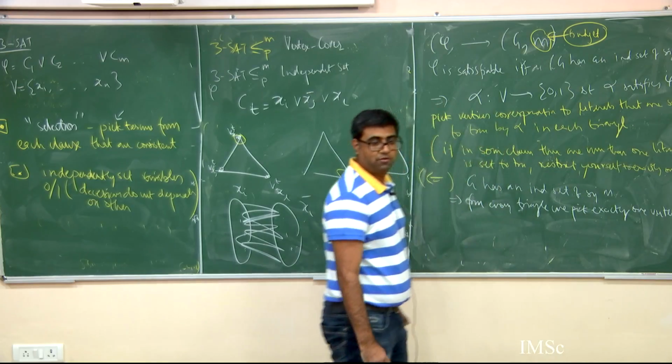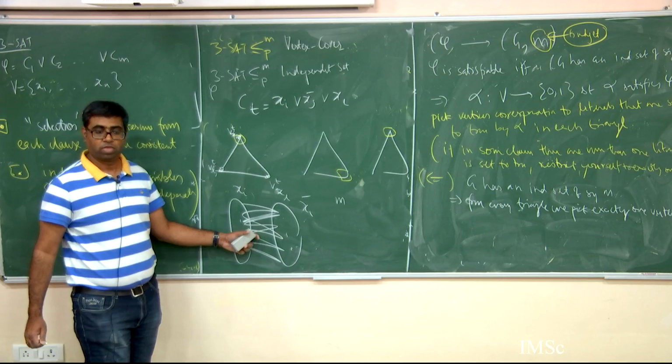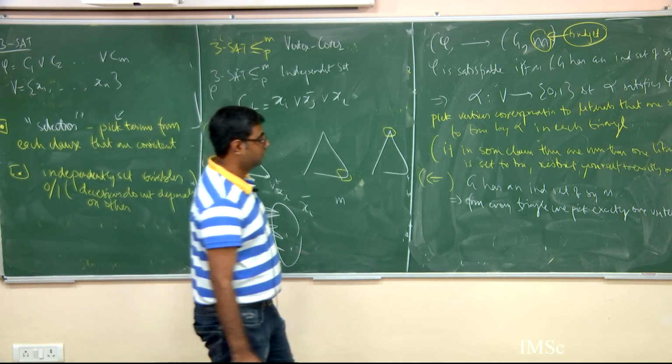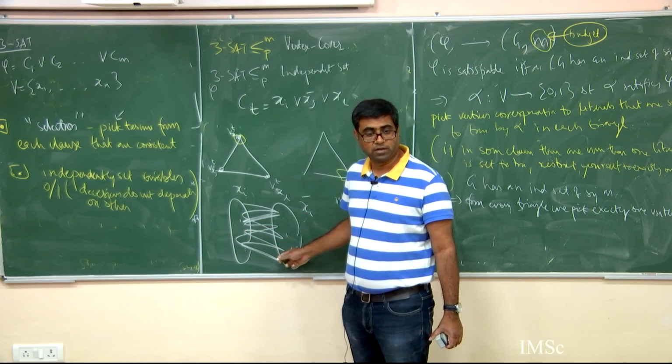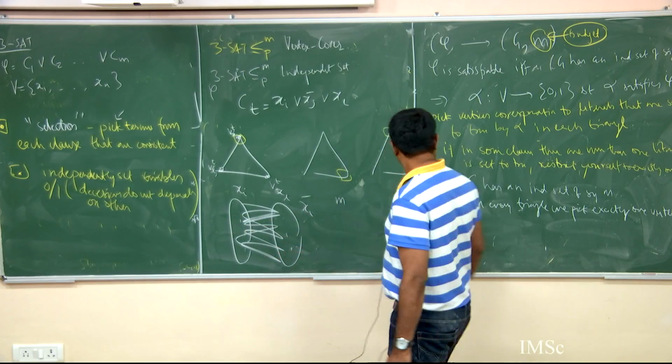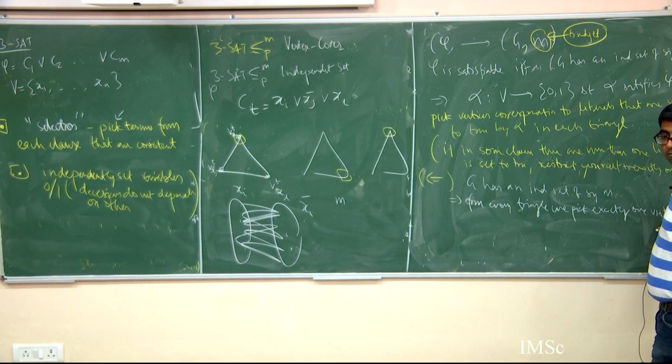Okay, exactly one vertex. And what does this edge imply? That if I have picked a vertex, I have not picked its copy. It's an independent set, right? So from every triangle, we have picked exactly one vertex, right?